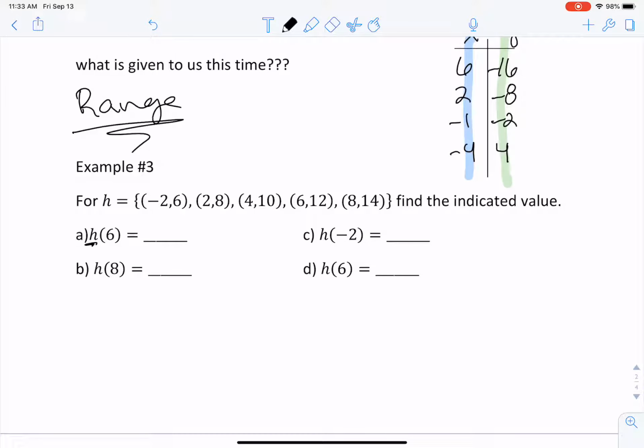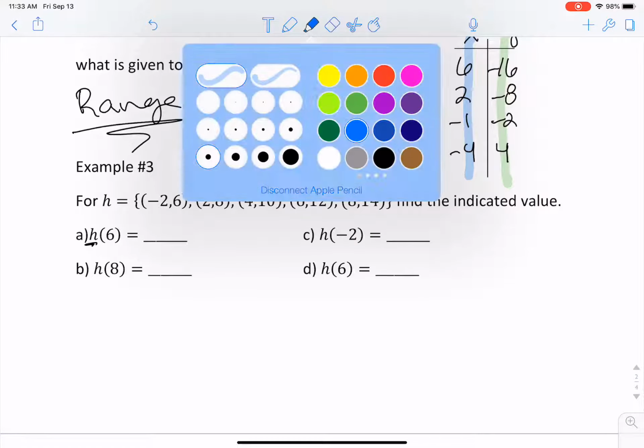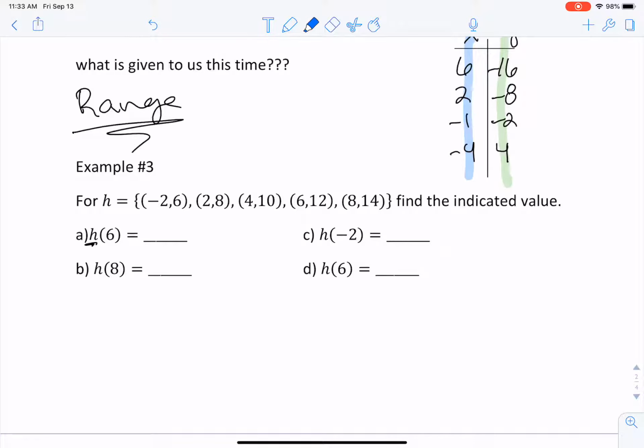Okay, and then for our last example, same thing, but this time we're given a list of ordered pairs. So taking our highlighter, we're going to highlight all of our x values, -2, 2, 4, 6, and 8. Then I'll highlight my y values, 6, 8, 10, 12, and 14.